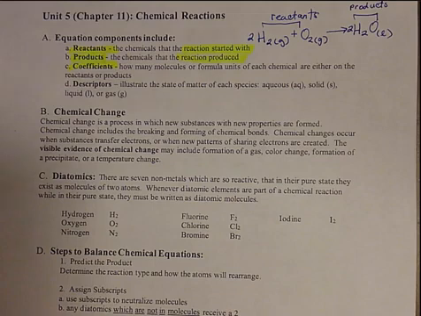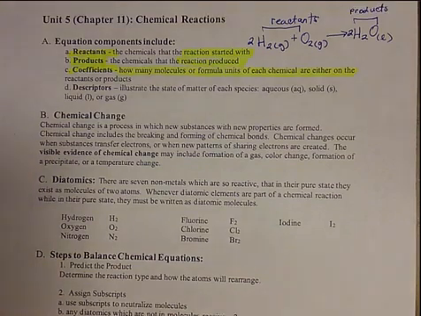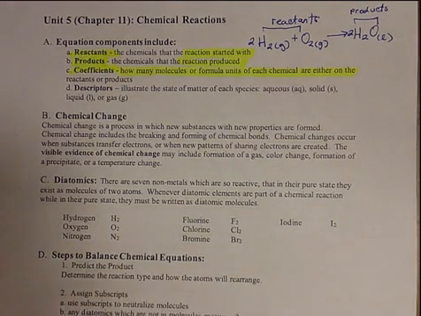So let's get started with the chemical reactions. In this unit, you will learn about different types of chemical reactions and how to write them. There are a total of 5 different chemical reactions you will be learning about. So let's get started.